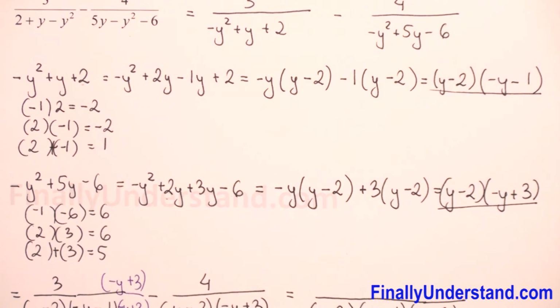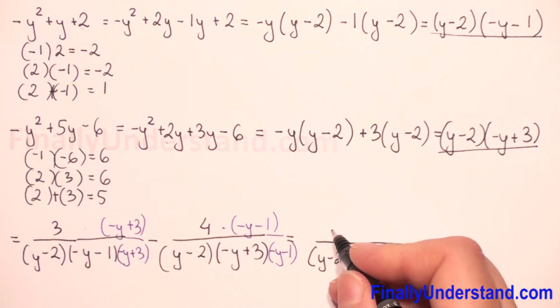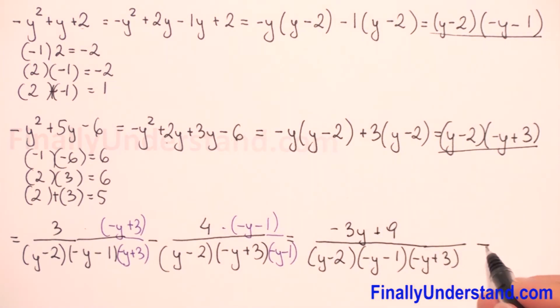And the second denominator, we have y minus 2, negative y plus 3, but we don't have negative y minus 1, so we have to multiply the second denominator by negative y minus 1, and the same with the numerator. Always when we multiply the denominator, we have to multiply the numerator by the same expression. So now we have the denominator and we have to do the multiplication in the numerator. The first numerator is 3 times negative y plus 3, so it will be negative 3y plus 9. And we have minus. I will keep this order, negative y minus 1 times negative y plus 3. Now 4 times negative y is negative 4y, 4 times negative 1 is negative 4.